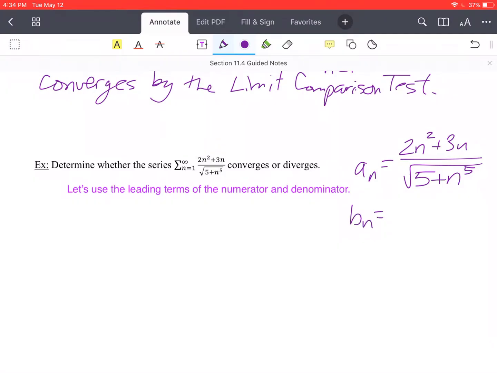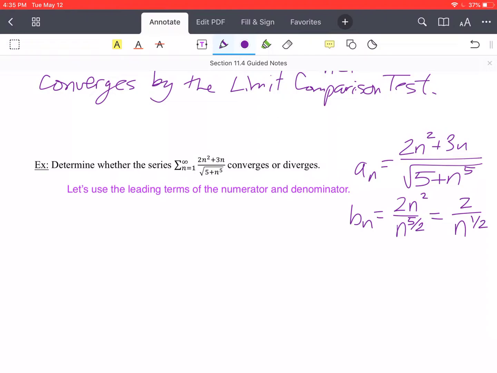So our series B, the leading term in the numerator, that's 2n squared. And in the denominator, it would be n to the 5th, but don't forget it's in the square root here. So that's actually n to the 5/2 power. Because I want to use the most dominant power in the numerator and denominator to help dictate its behavior. So we can simplify a bit because we have n squared over n to the 5/2. So this is 2 over n to the 1/2. So 2 over root n. So that's going to be our series B.